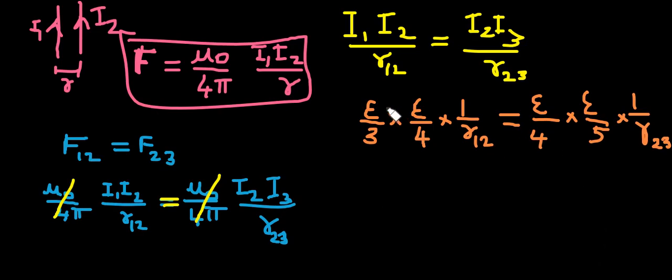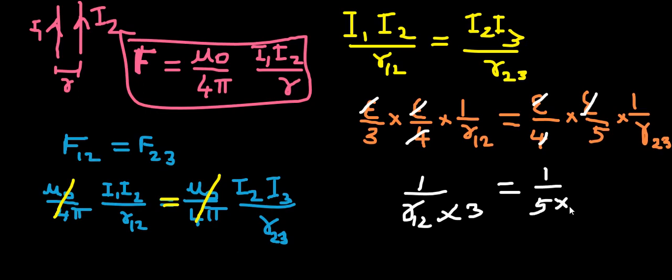Now I am cancelling pi, pi, pi, and 4, 4. After this cancelling, the remaining is the inverse of R12 times 3 is equal to the inverse of 5 times the distance between 2 and 3. It can be written upside down also, right? Both are going to be the same.